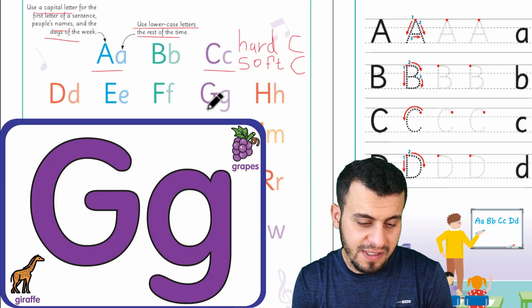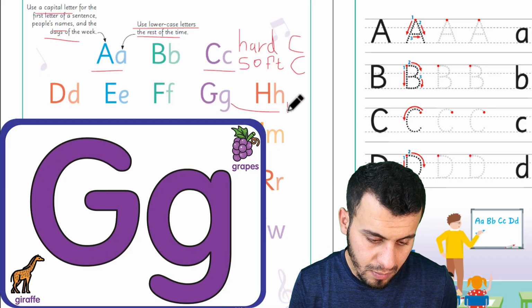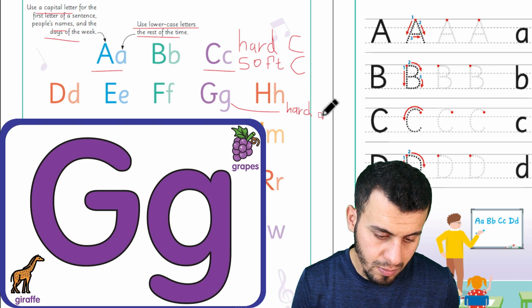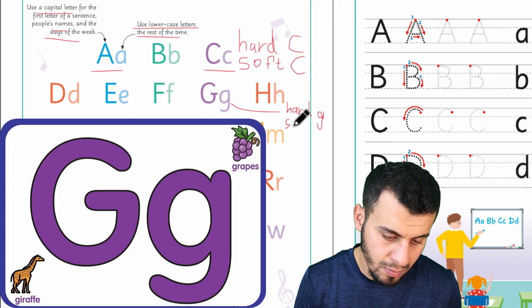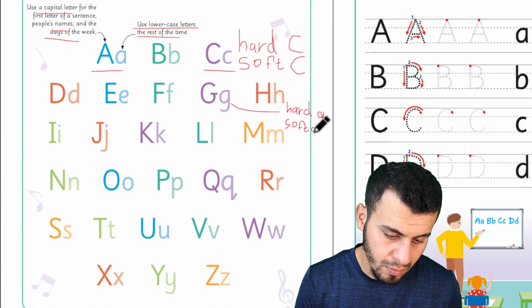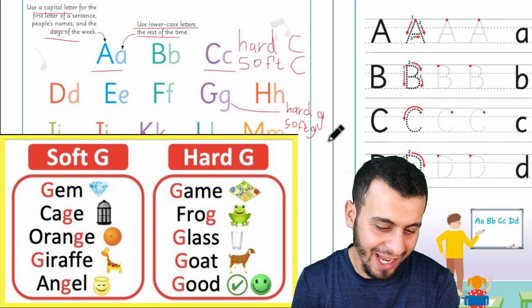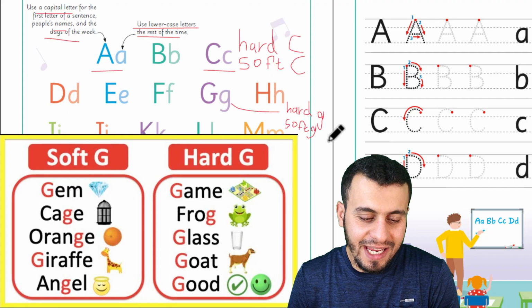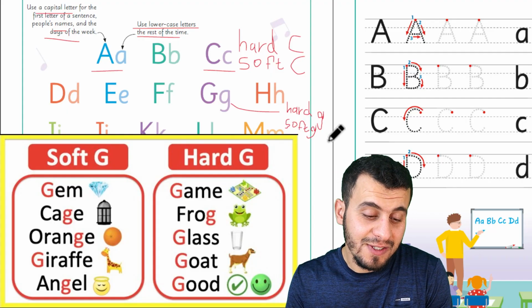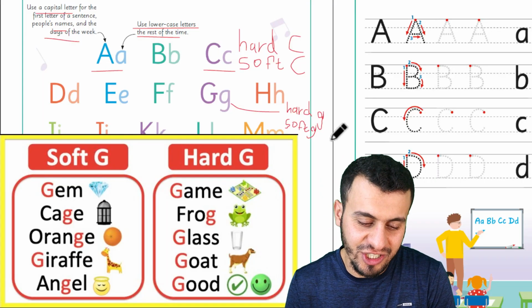Okay? For example, let me do it the same way. Hard G and soft G. Okay? For example, I say game. Game is g. So G says g. This is hard G.